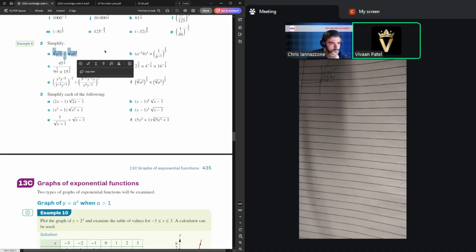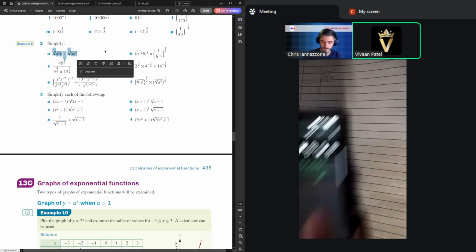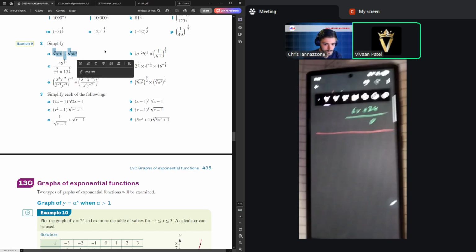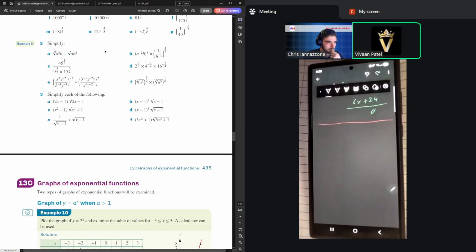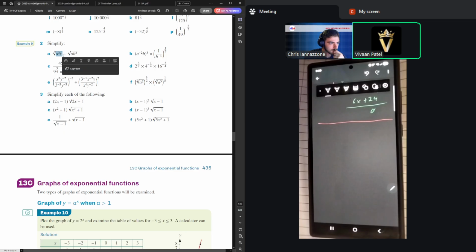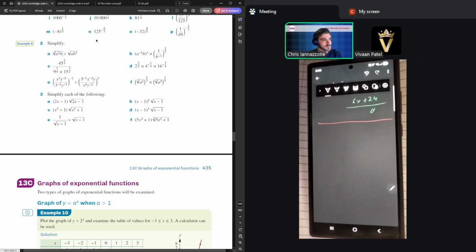So I would make it times 1 over the square root of AB to the power 3. So I make it into a fraction. Yeah, convert this to the fraction version.